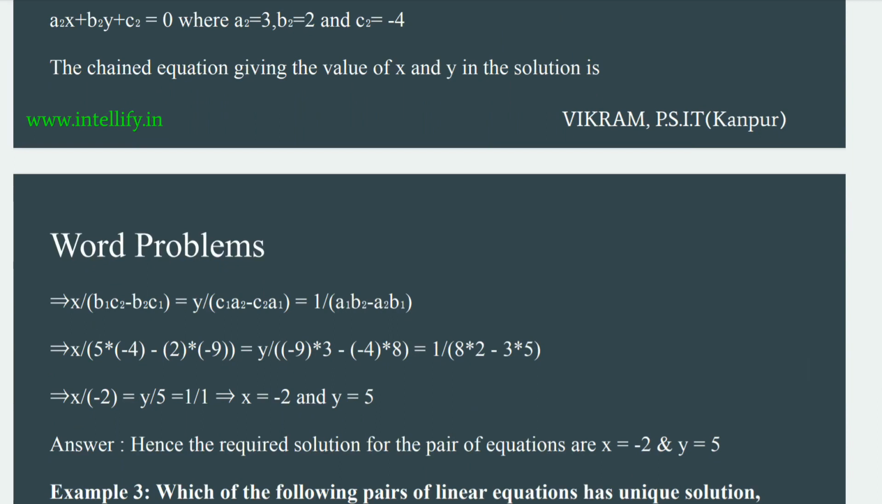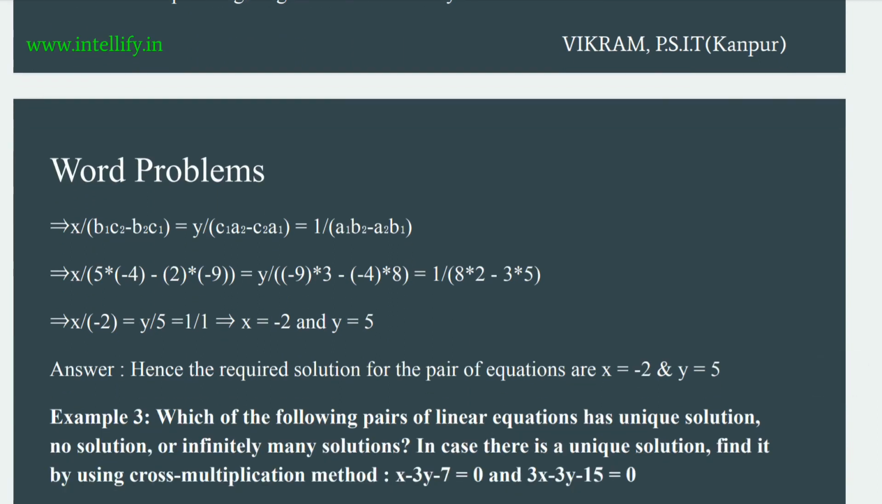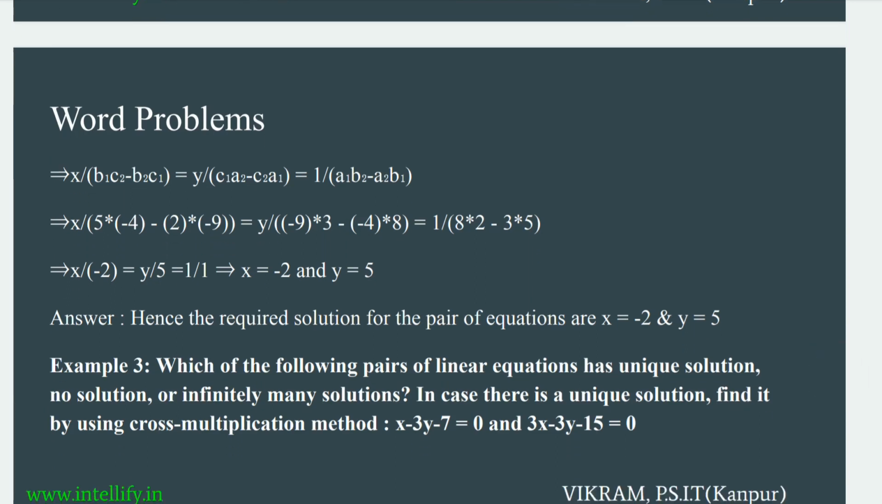The solution is the values of x and y. We are going to use the same formula that we have learned: x upon b1 c2 minus b2 c1 is equal to y upon c1 a2 minus c2 a1 is equal to 1 upon a1 b2 minus a2 b1. So x upon 5 into minus 4 minus 2 into minus 9, y upon minus 9 into 3 minus minus 4 into 8, is equal to 1 upon 8 into 2 minus 3 into 5. On further evaluating, x upon minus 2 is equal to y upon 5 is equal to 1 upon 1. So x is equal to minus 2 and y is equal to 5 would be the solution for the pair of linear equations.